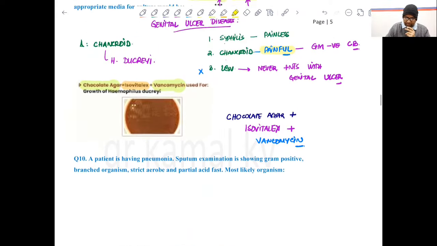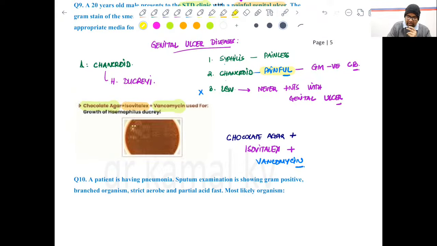Then moving forward, a patient is having pneumonia. When sputum examination was done, it showed gram-positive, branched organism, strict aerobe, and more importantly, partial acid-fast. So here we have to think of a causative agent of pneumonia which is gram positive, but at the same time showing filaments.